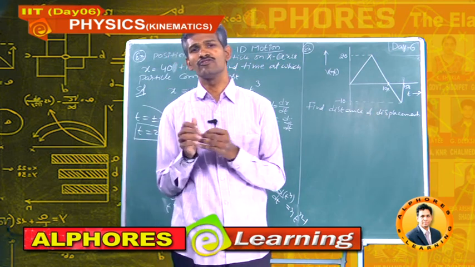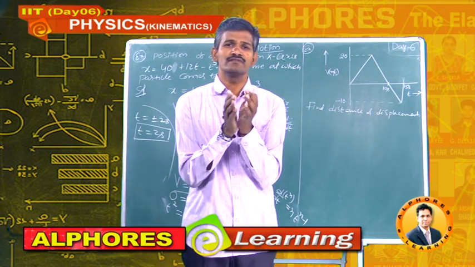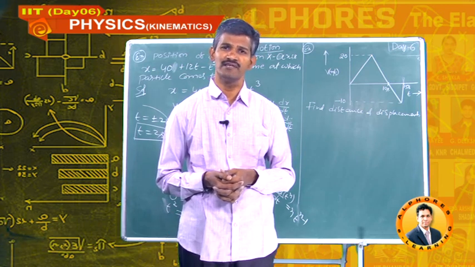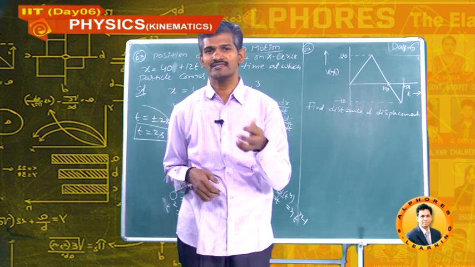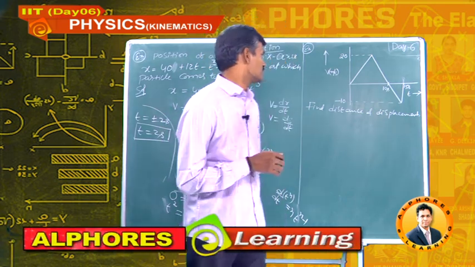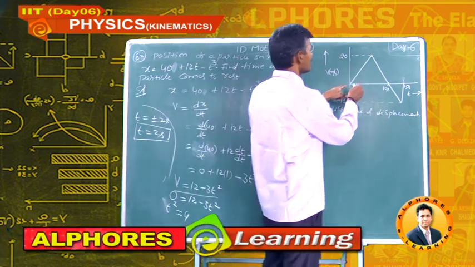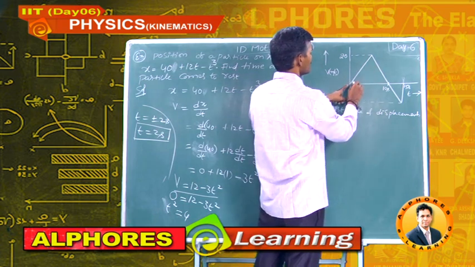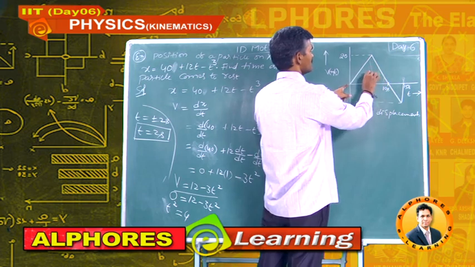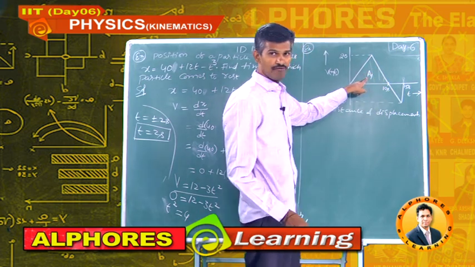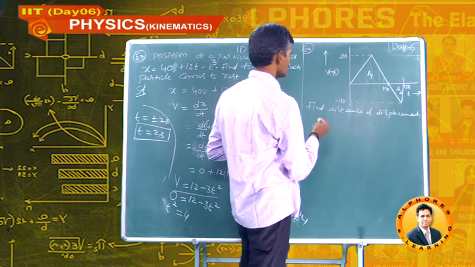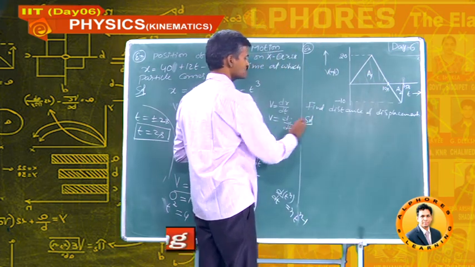Students, we already know that the area under the velocity time graph gives the displacement travelled by the body. So this is the area. Suppose I call this area A1, and this area A2. So first I am calculating these two areas.